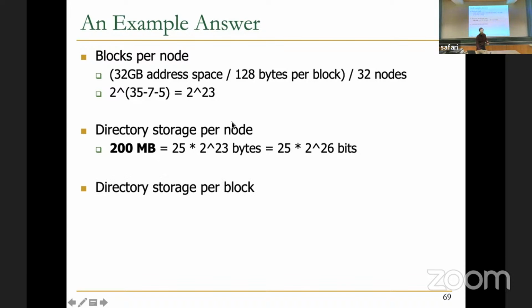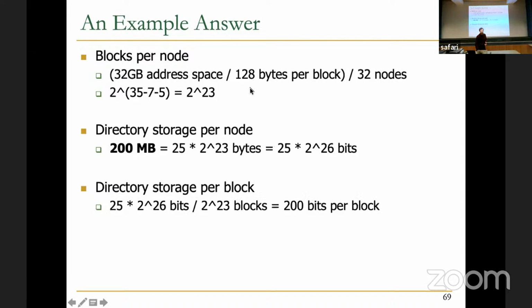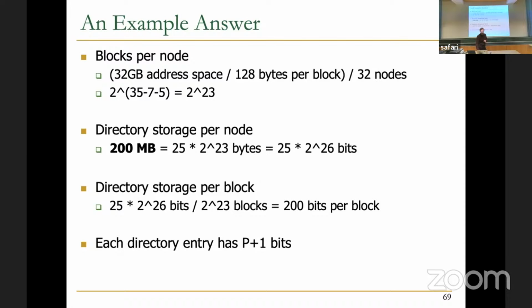Now, this is the directory storage per node, which means that the directory storage per block, you know that you have this many bits, and this many bits correspond to this many blocks. You just make a simple division, and that gives you 200 bits per block in a directory node. Now, assuming the directory scheme we discussed earlier, which is p+1, each directory entry has p+1 bits, so the number of processors is 199, right? Okay, it's a small scale system, as you can see, small memory, etc.